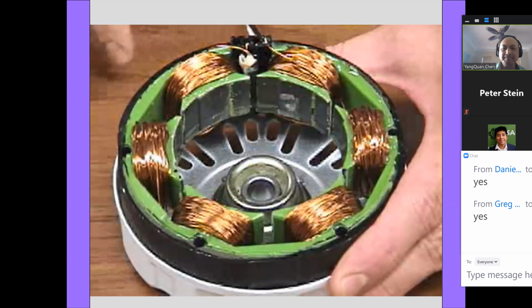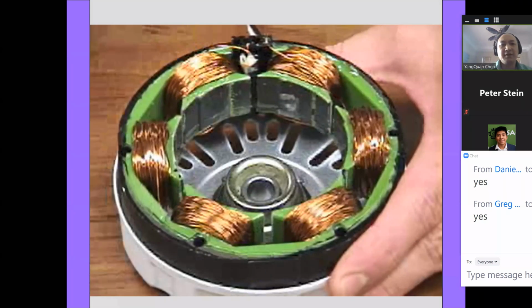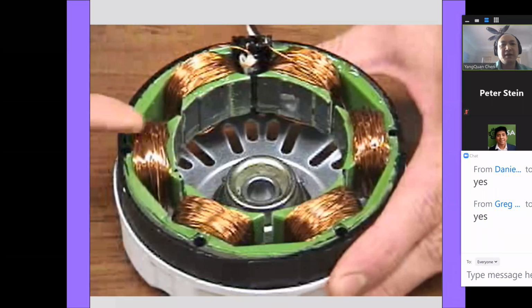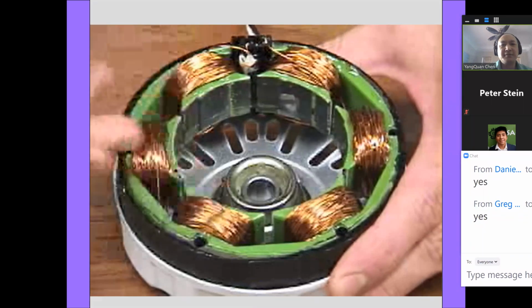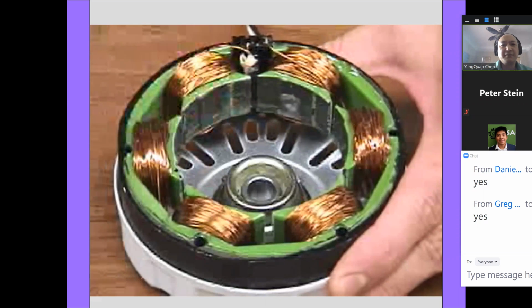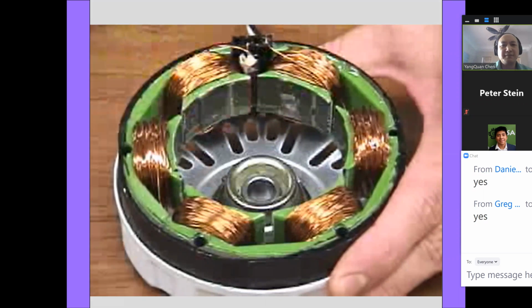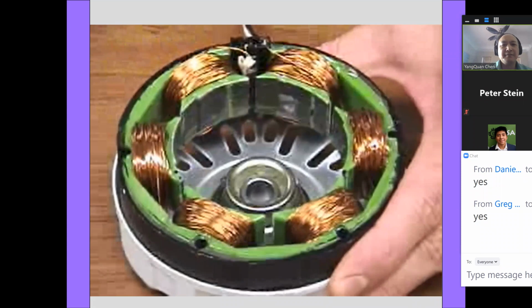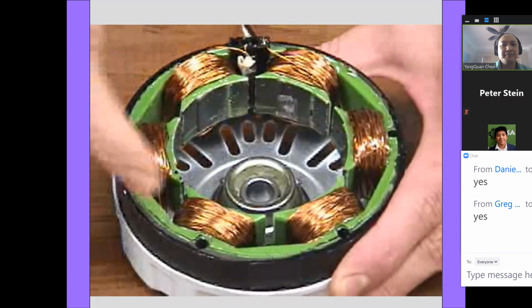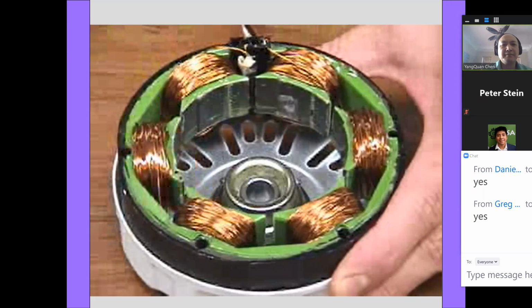The stator in this particular motor uses salient pole construction. Notice that the windings are wrapped on parts of the core that protrude toward the center, or rotor, which is, of course, salient pole construction versus cylindrical construction. This particular motor obviously has 6 poles.